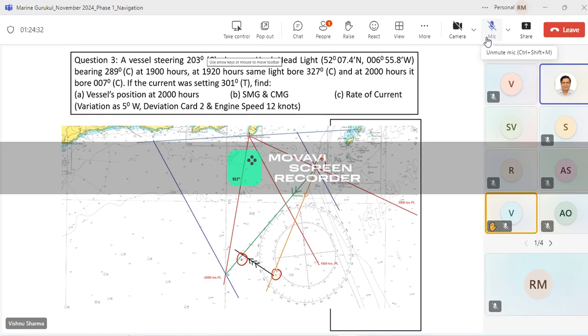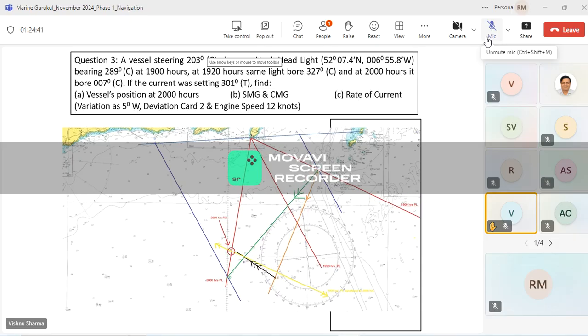So through F, now I'll transfer the 2000 hour. I'll put my parallel ruler on the 1900 hour fix, slide it through F and bring it here like this. Mark it with 2 arrows at each end. This is the 1900 hour PL transferred to 2000 hours. Guys, this yellow line is for 2000 hours. You already have this PL for 2000 hours. Where the two intersect, this will be the fix at 2000 hours. That was part A of the question. We have got the position at 2000 hours.